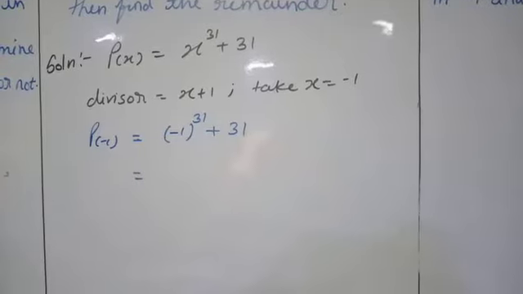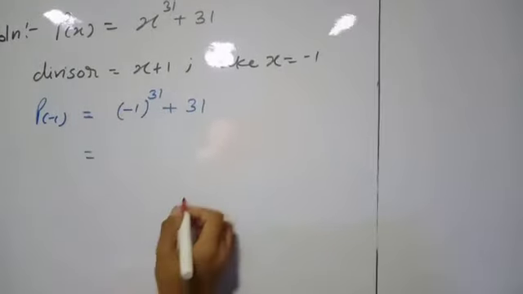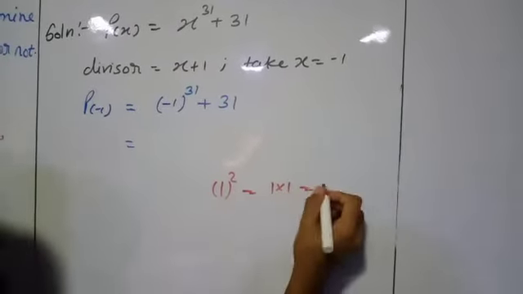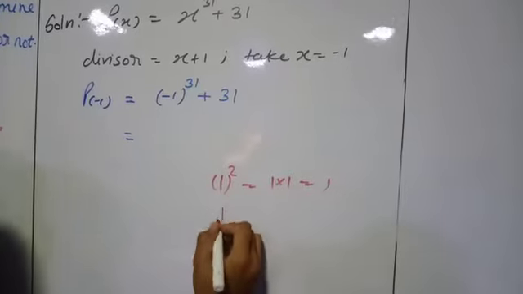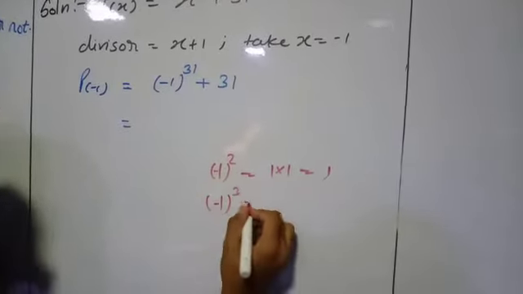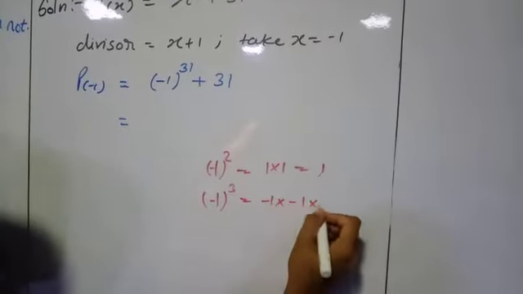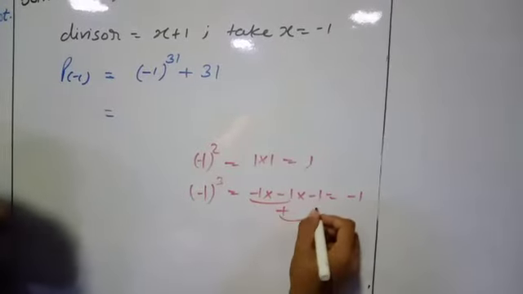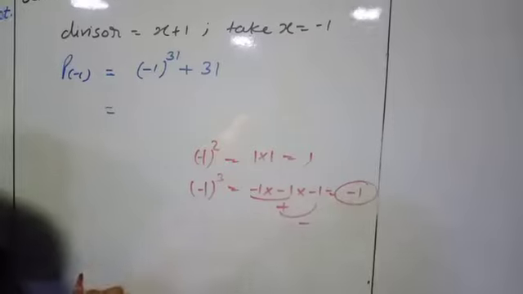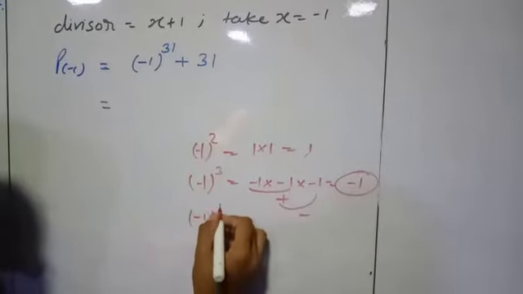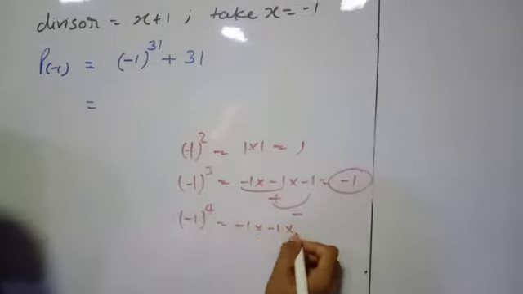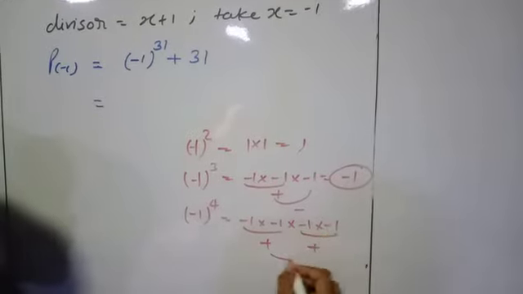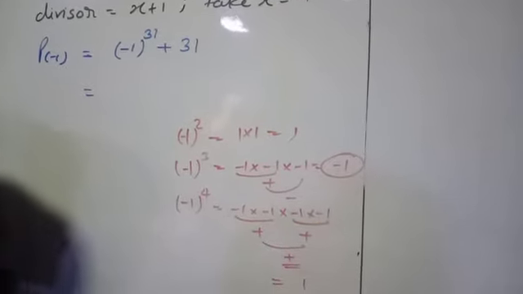Before doing it, if we have 1 raised to 2, that means 1 into 1, and the answer will be 1. Minus 1 raised to 3 means cube: minus 1 into minus 1 into minus 1 is equal to minus 1. Minus into minus becomes plus, and again plus and minus becomes minus. We are getting the answer minus. Minus 1 raised to 4: minus 1 into minus 1 into minus 1 into minus 1. Minus into minus becomes plus, minus into minus becomes plus, plus into plus becomes plus. So we are getting the answer 1.